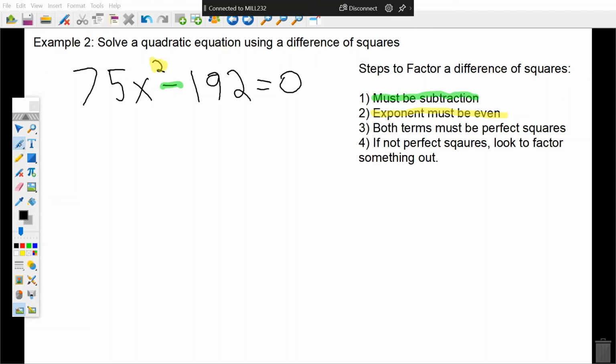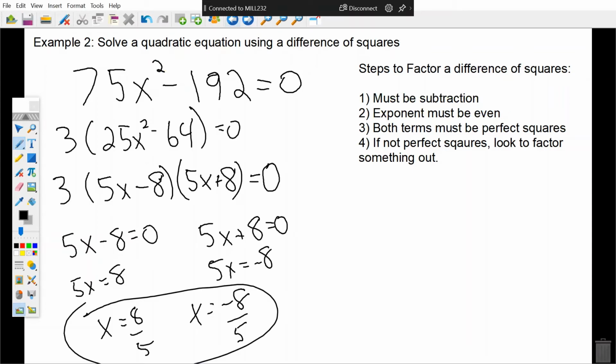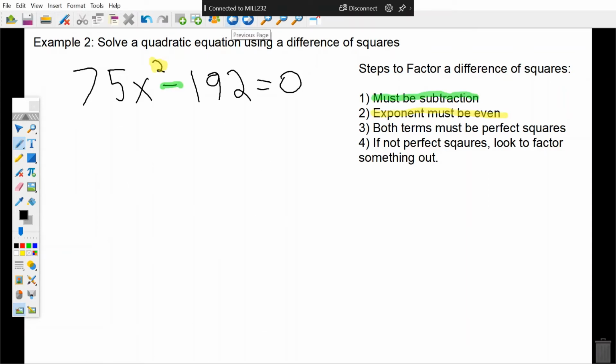Both terms must be perfect squares. Well, right now, 75 and 192 are not perfect squares. If they're not perfect squares, look for something that you can factor out. Both of these can be divided by 3. So we're going to factor a 3 out of 75 and 192, which leaves us with 25x squared minus 64.